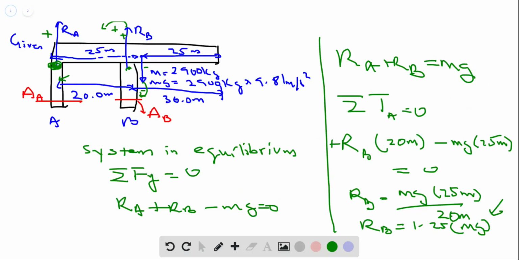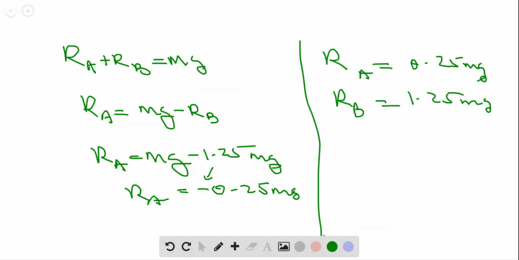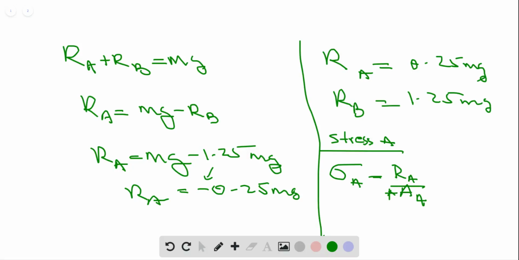Remember, our goal from the beginning was to get these two cross-sectional areas. So we're using equilibrium as a way of helping us solve for the two reactions. But we don't stop there, because we have to think about the stress at A. The reason is that it's going to give us a relationship that has the area, and that's what we're looking for. If we can figure out a stress formula that has an area, it's going to help us solve the problem. So the reaction at A is 0.25 of the weight, and that's going to be divided by the area at A.